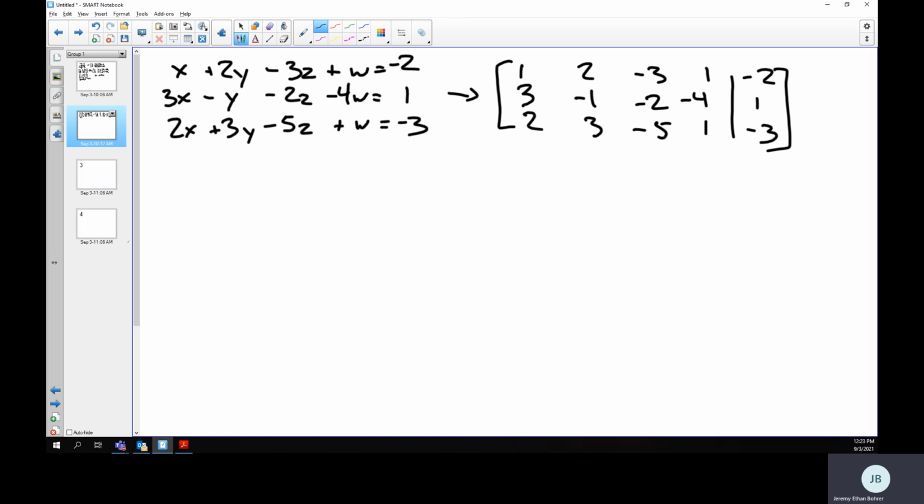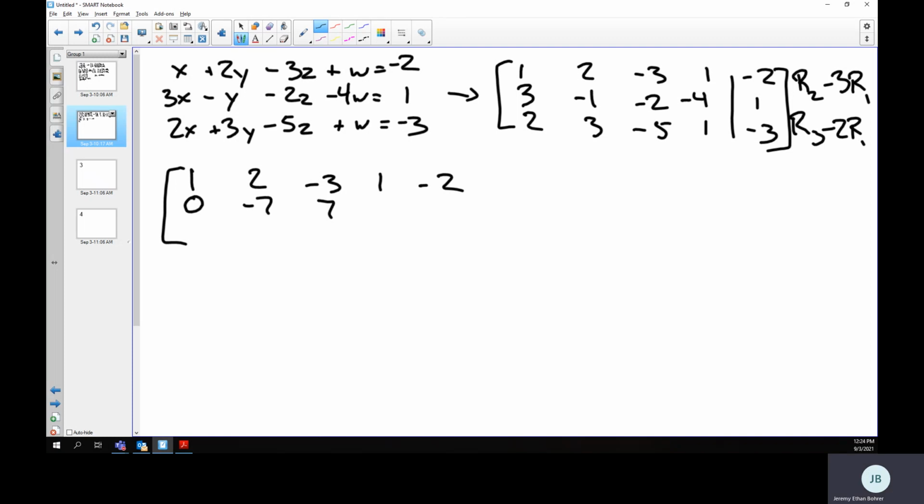Well, the first thing we want to do now is pivot around that 1. So we're going to subtract 3 row 1 from row 2 and 2 row 1 from row 3. This gives us the matrix 1, 2, negative 3, 1, negative 2, 0, negative 7, 7, negative 7, 7, 0, negative 1, 1, negative 1, 1.